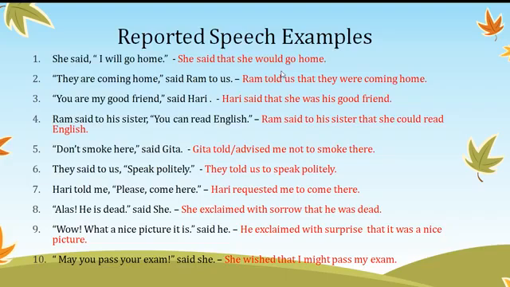In the same way, they are coming home, said Ram to us. See how it is said to. Said to whom? Us. There is an object. I already said that said to and told always take an object. So who told? Ram. Ram said to, or you can also write told. Both are correct. But there must be the object, that is us. You can see here, Ram told us.